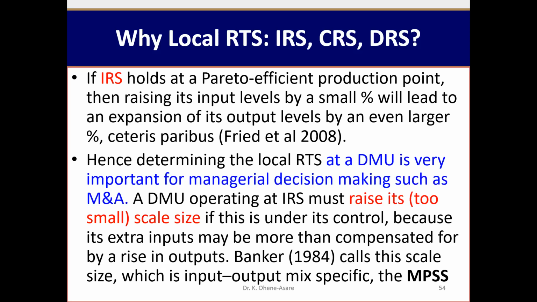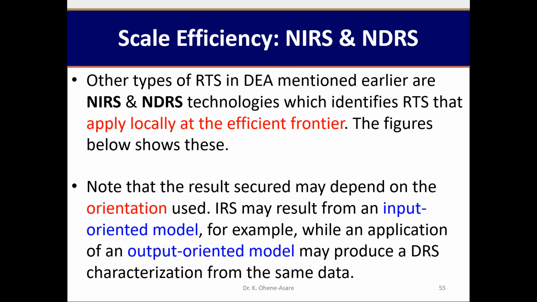If the firm is operating at the most productive scale size, we say that the firm is exhibiting constant returns to scale. And you will see some firms like that in your industry. Of course, we've spoken about the other types of returns to scale, which are the NIRS and NDRS. They are not too important, but when you want to dig deeper into the local return, then you can consider this.